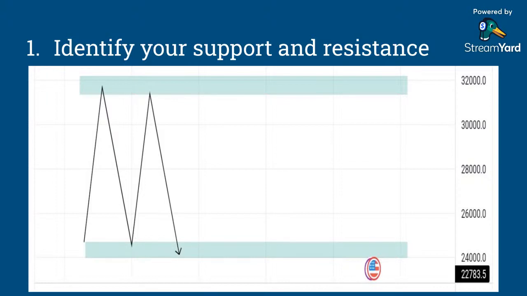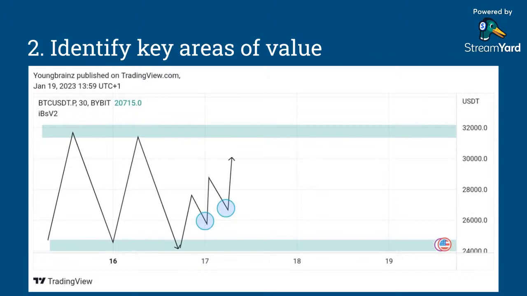So after you've identified your support and resistance, the next thing you need to do in order for you to use the trend line is to identify your areas of value. Now, what is an area of value? Whenever there's a reversal, maybe price goes up and then there's an immediate reversal, we call that area an area of value.